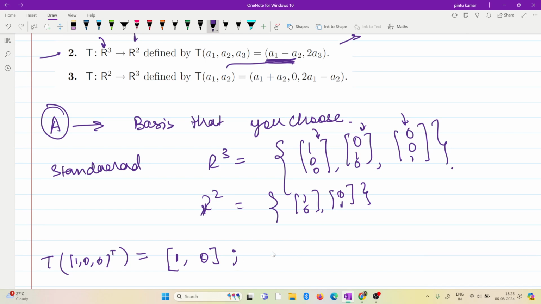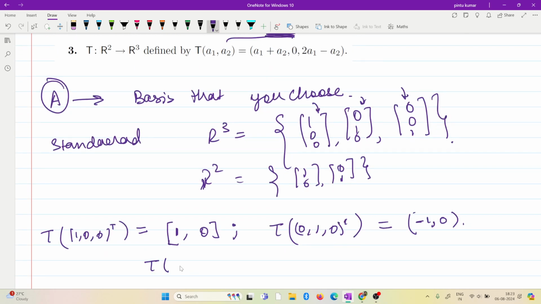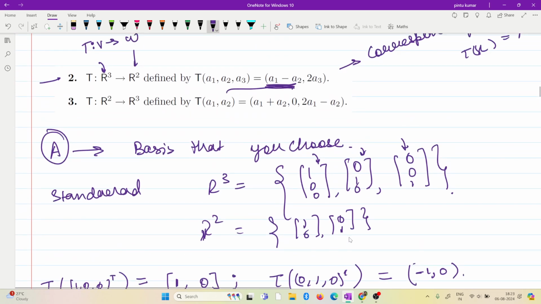Similarly, you can have T of (0, 1, 0). This is (0, 1, 0), so this would be (-1, 0). And then you can have T of (0, 0, 1), this would be (0, 1). Okay. So this thing we have obtained.